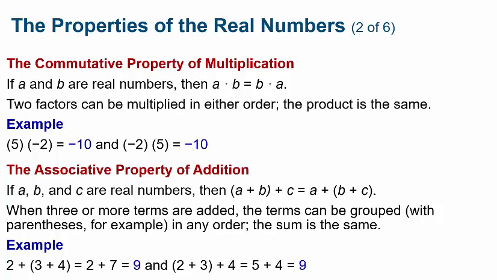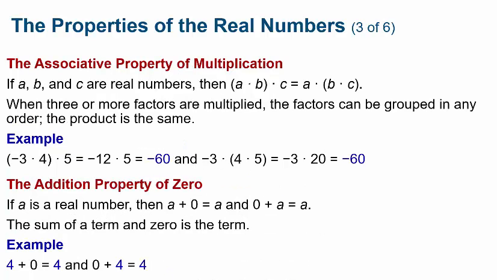So if you look at my examples down here, if you take 2 plus, in parentheses, 3 plus 4, 3 plus 4 is 7, plus 2, that gets you 9. And it's the same thing over here if instead you group the first two, 2 plus 3, and then add 4. 2 plus 3 is 5, plus 4 also gets you 9. So you can group them in any order, doesn't matter.